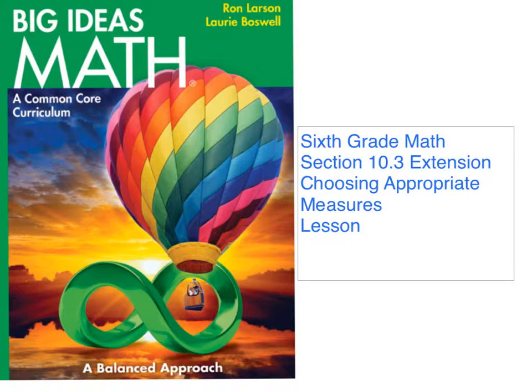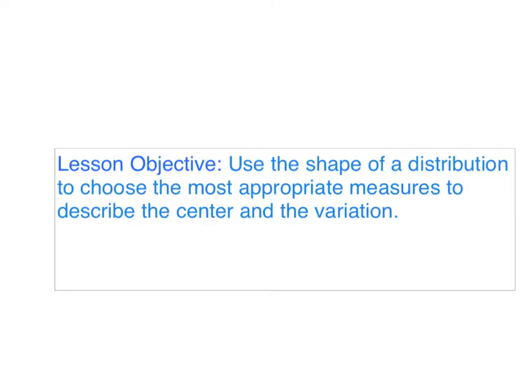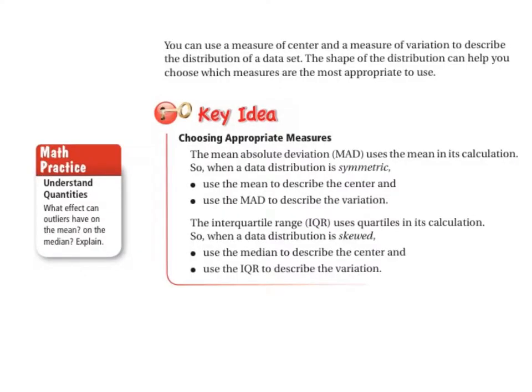Pause while you write the section number and lesson in your math notebook. Pause again while you write today's lesson objective in your math notebook. Today's objective is use the shape of a distribution to choose the most appropriate measures to describe the center and the variation. Today we'll begin on page 256 in the green math book.